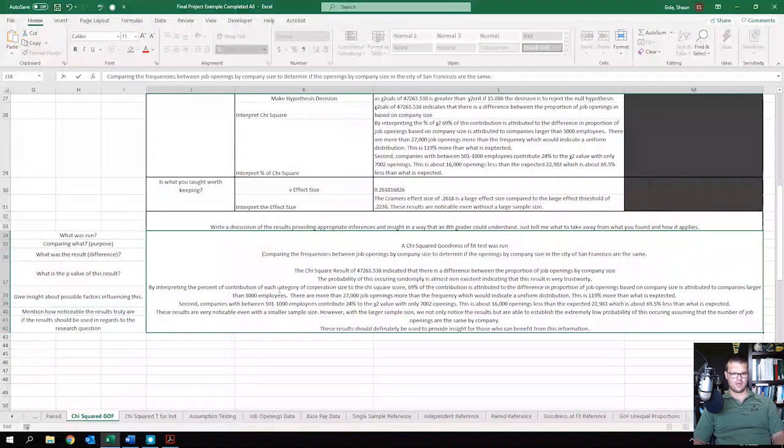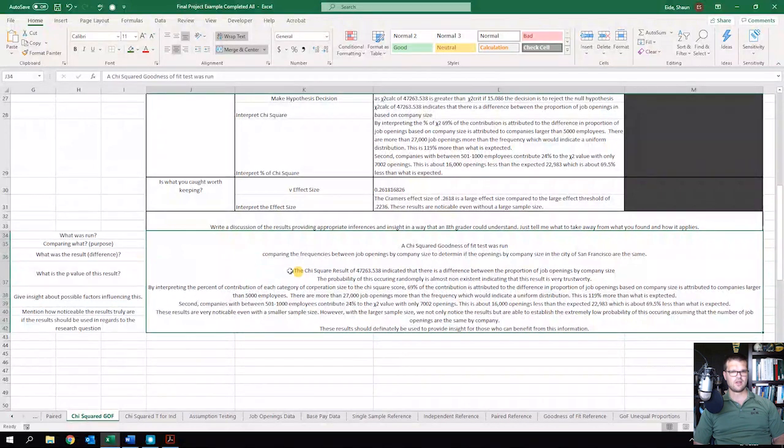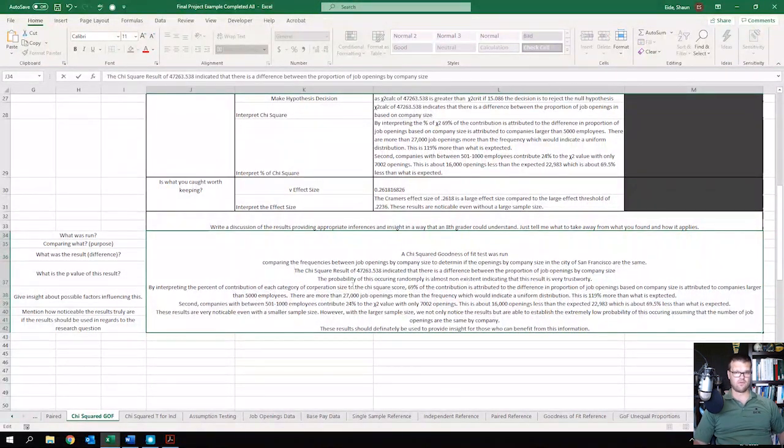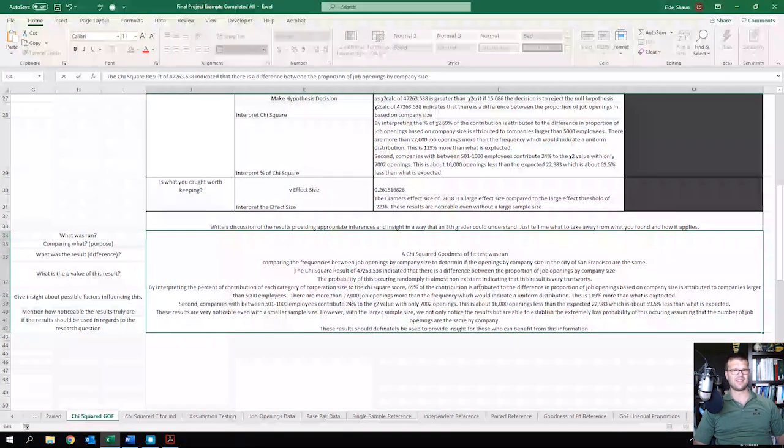Okay, and notice I'm writing this in a fun paragraph way, but I'm putting each one on a new line just to make it really easy for me to see, okay, this is what you did, this is what you did. Okay, so what was the result? The chi-squared result of 47,263 indicated that there is a difference. That's all that it does. Indicates that there's a difference between the proportions of job openings by company size.